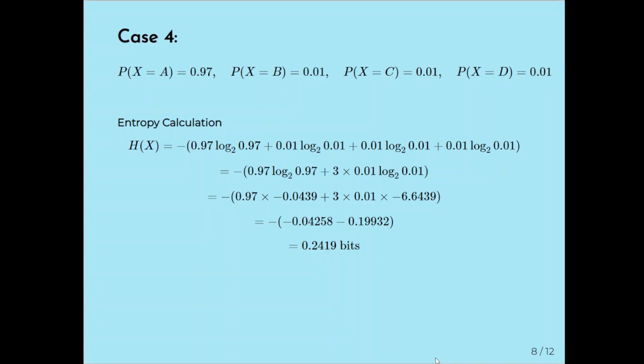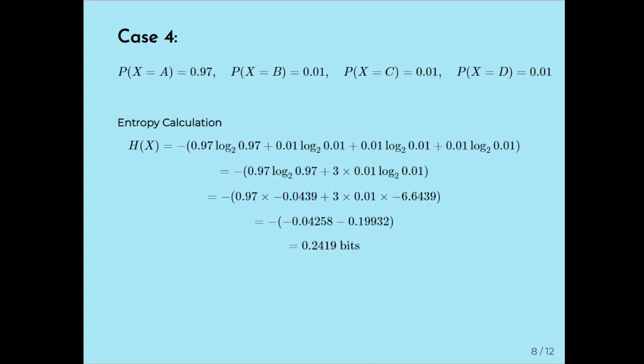Okay, so it's much lower than the first case here. This is because character A dominates massively, like 97% of the time, 0.97. The other three only get a look in 3% of the time.